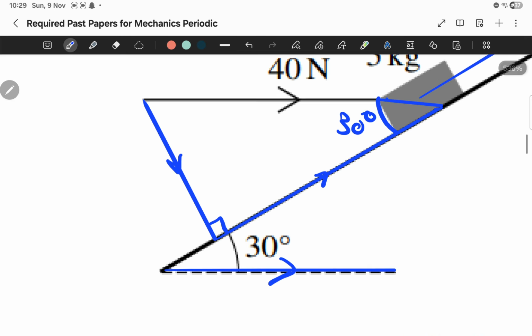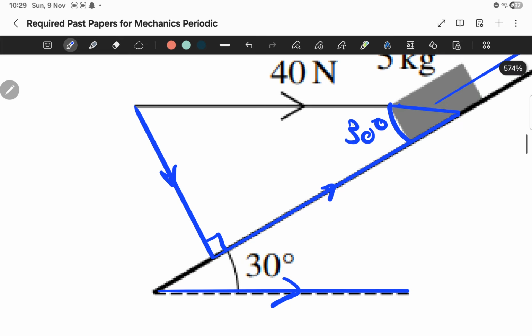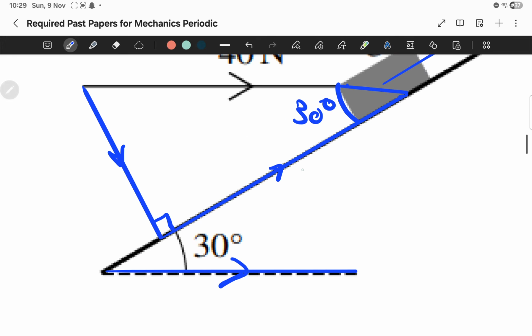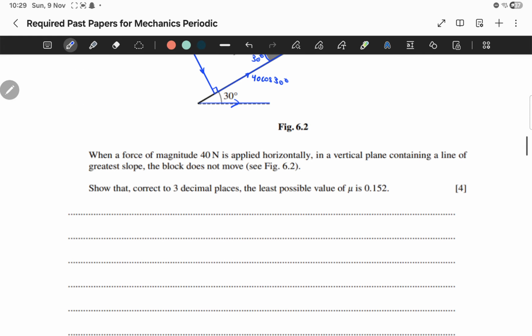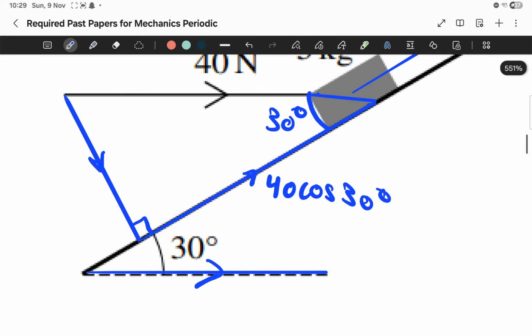What do we do here? We have 30 degrees, right? Now, what is opposite to this? This x component is going to be 40 cosine 30. Why? Because this is what I was showing you in the other question with the weight. This is how you resolve it, but this is in the case of this force. You're going to do vector addition, vector triangle rules. So this is 40 cosine 30. Why? Because by SOHCAHTOA, this is a 90 degree right triangle.